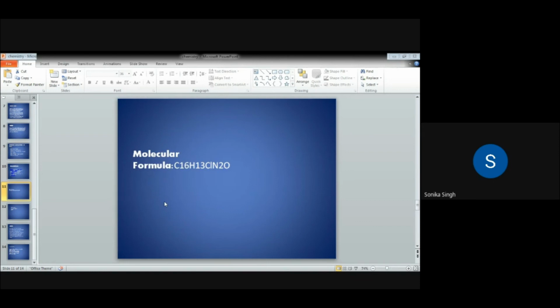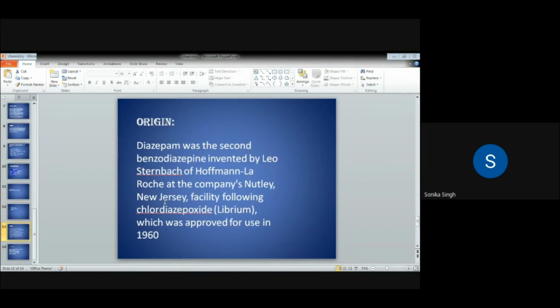The molecular formula for it is C16H13ClN2O. The molecular weight is 284.7 gram per mole.